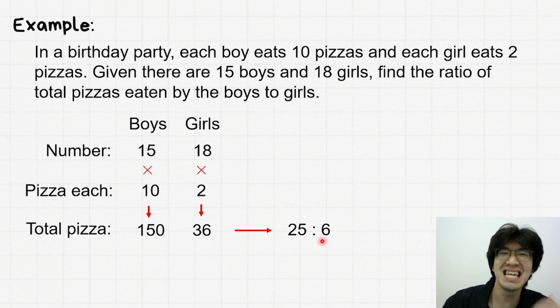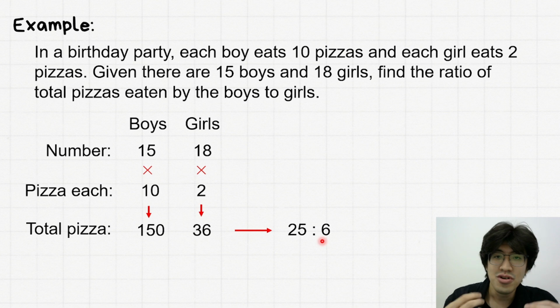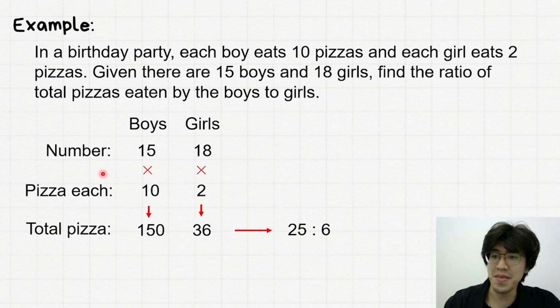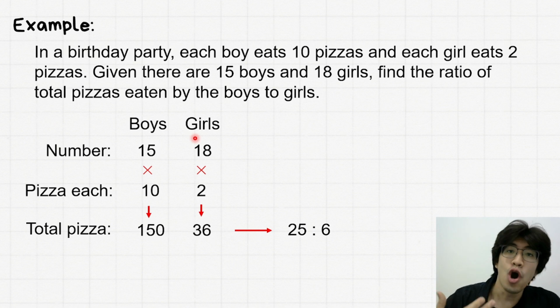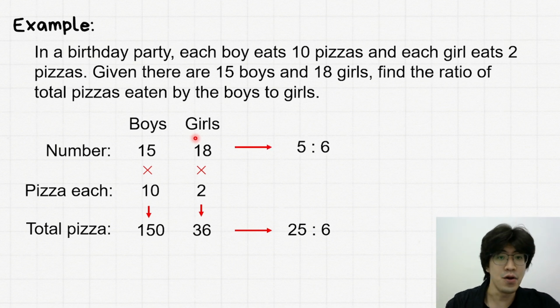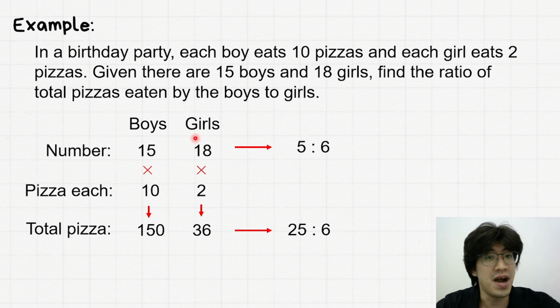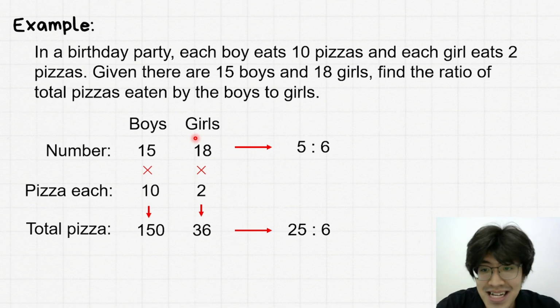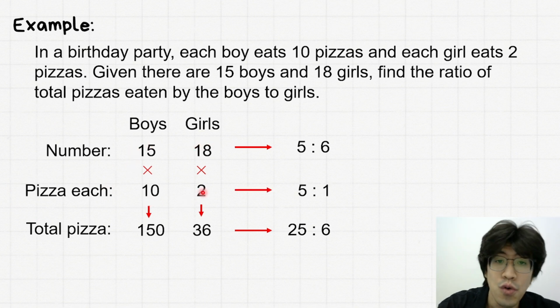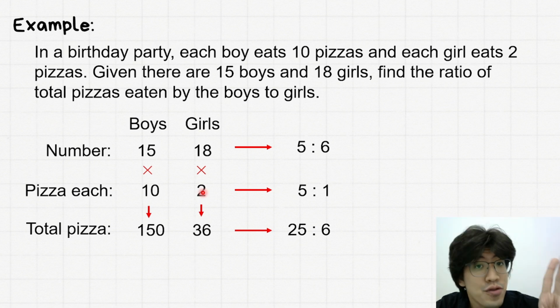But let me just take a little bit more time to see what else we can learn from this example. Is there any other way for us to get this ratio? So let's see. Since I know the number of boys and the girls, I can also find out the ratio of the boys to the girls. And that will be 5 to 6, both divided by 3. And since I know the pizza eaten by each boy and girl, 10 to 2, I can also find the ratio, which is 5 to 1, divided by 2.